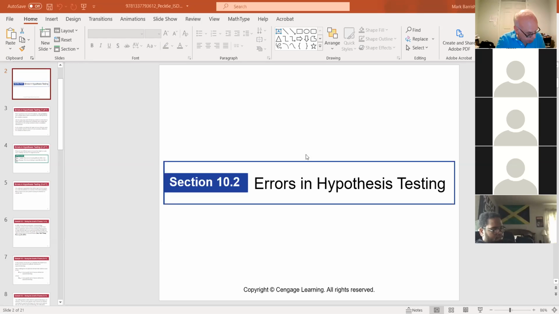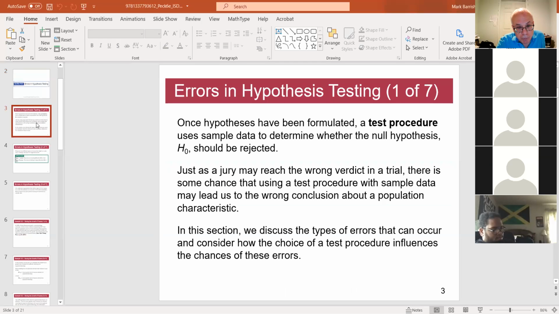So that's what we're going to talk about here for the next 5 minutes or so. And this second, the errors in hypothesis testing, because that's important. It is possible we're going to make an error. Now, what we're going to be doing next week is a test procedure. In other words, a step-by-step process through which we take the sample data and we determine whether we should reject the null hypothesis or not reject it. All right? This is a test procedure.